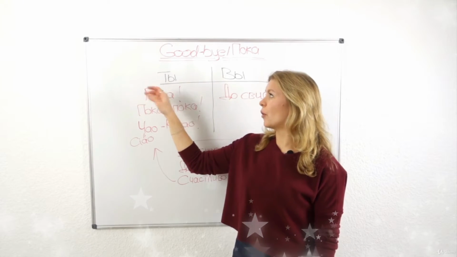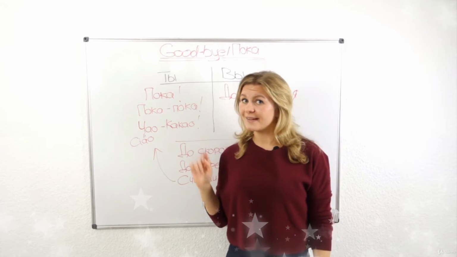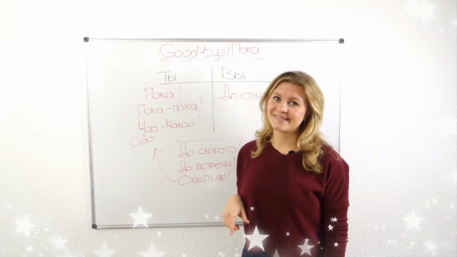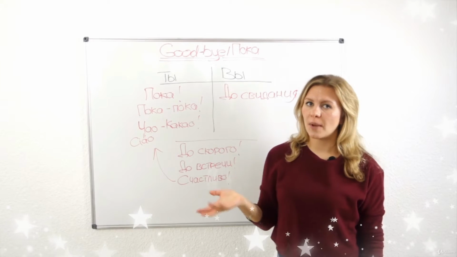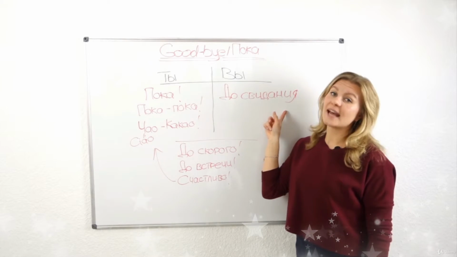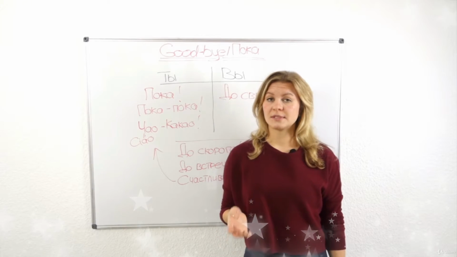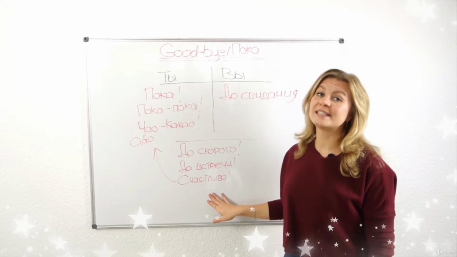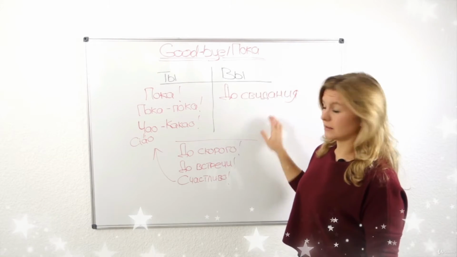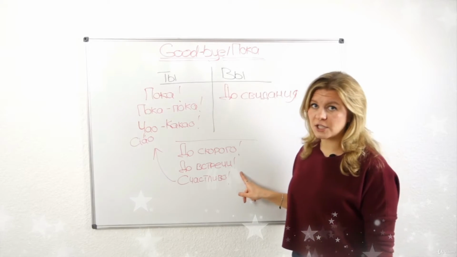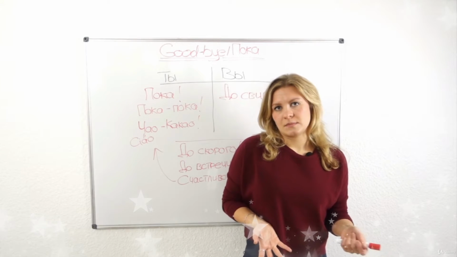In the informal form ты, we use пока, пока-пока, чао какао. For the very official form, for the people in most cases who are much older than you are, we use до свидания. For both: до скорого, до встречи, счастливо. Just note that до свидания, до скорого and до встречи basically mean the same, see you next time or see you later.